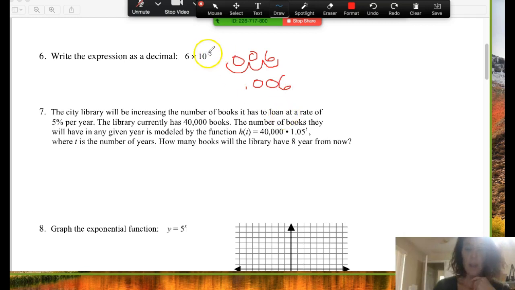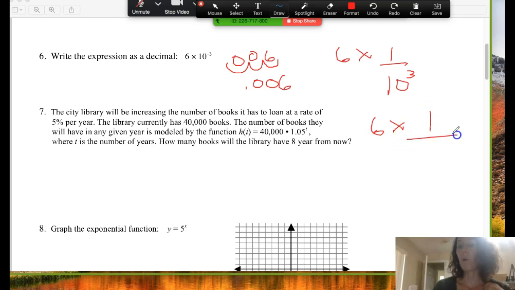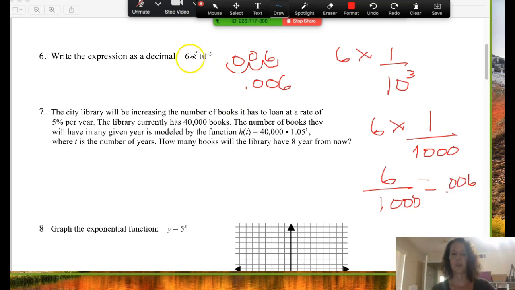And I'm going to have 0.006. Okay, another way you could think of this is 6 times, since it's to the negative 3rd, 1 over 10 to the 3rd. Or 6 times 1 over 10 to the 3rd is 1 and 3 zeros. And this would be 6 divided by 1,000, which is going to give you 0.006. But just know your scientific notation. Because it's in scientific notation, you can make the number smaller by going to the left. If that was a positive exponent, you would move to the right.